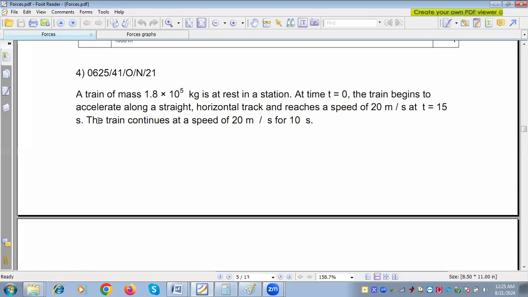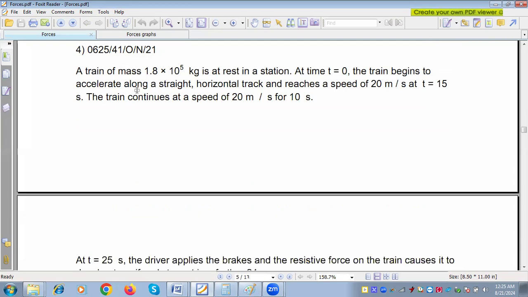Next question, that is from October November 2021, variant 41. A train of mass 1.8 into 10 to the power 5 kilogram is at rest in a station. At time t equals to 0, the train begins to accelerate along a straight horizontal track and reaches a speed of 20 meter per second at t equals to 15 seconds. Okay, so at t equals to 15 seconds, the speed becomes 20 meter per second.